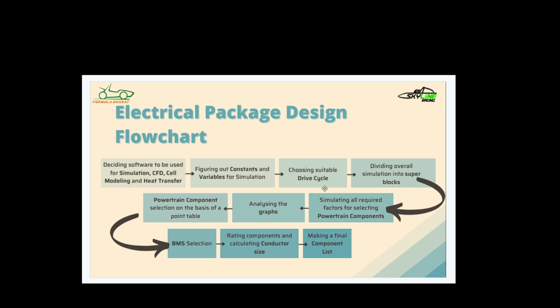After simulation we got graphs. On the basis of those graphs we made different improvisations. We have selected various parts and components. After that selection of the components, this year we have adopted a smart BMS system for monitoring different components of our accumulator and overall EV powertrain. After that we procured the final component list.